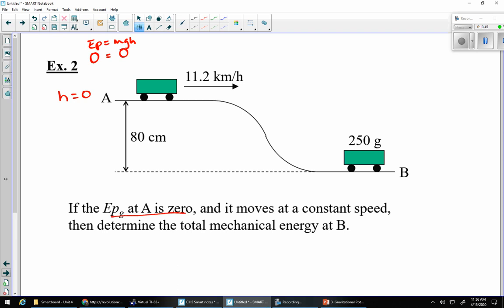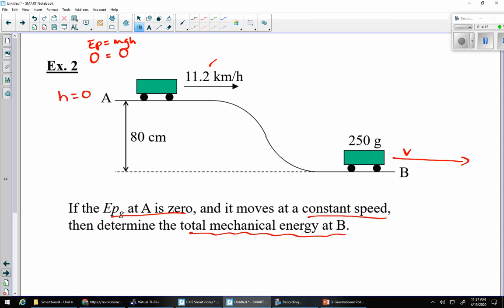And it moves at a constant speed. So if it's 11.2 kilometers per hour at the top, and it's a constant speed, it's going to be 11.2 kilometers per hour at the bottom. So the speed hasn't changed. Now, kilometers per hour, we'll want to deal with that. The question is, determine the total mechanical energy at B. So total mechanical energy is the gravitational and kinetic energy added up. So that's not too difficult.